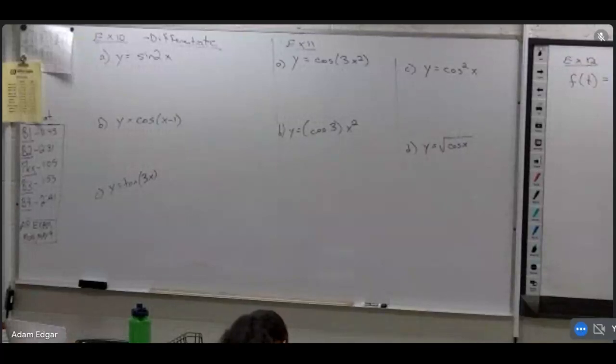Is that cosine to the third power? Yeah, that's cosine where? The example 11. No, that's cosine of 3 times x squared. So the cosine of 3 there is your coefficient. The x squared is getting multiplied by the cosine of 3, which is just going to be a number.